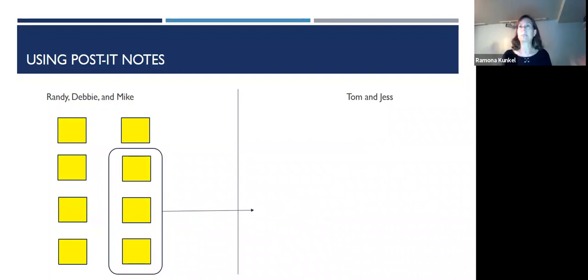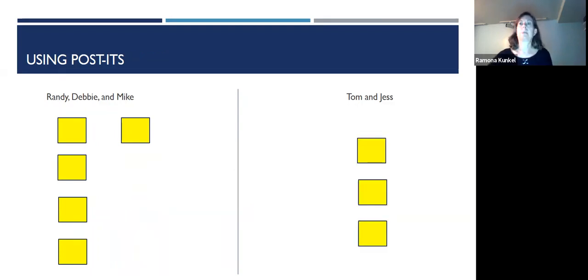So another way of doing this, Post-it notes. Same thing. Let's make a column with Randy, Debbie, and Mike. We have a Post-it note to represent each apple. And we're going to put another column with Tom and Jess. And we're going to physically move 3 of those Post-it notes from where Randy, Debbie, and Mike are to where Tom and Jess are. And now we can visually see that Tom and Jess have 3 apples and Randy, Debbie, and Mike have 5 apples.